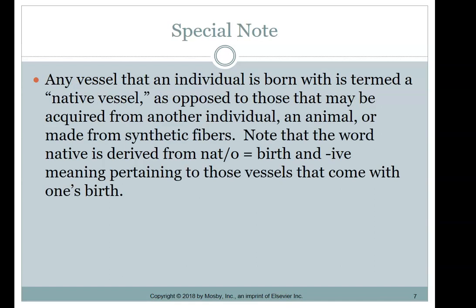A special note that any vessel that an individual is born with is termed a native vessel, as opposed to those that may be acquired from another individual, an animal, or made from synthetic fibers. Note that the word native is derived from nato, which equals birth, and ive, meaning pertaining to those vessels that come with one's birth.